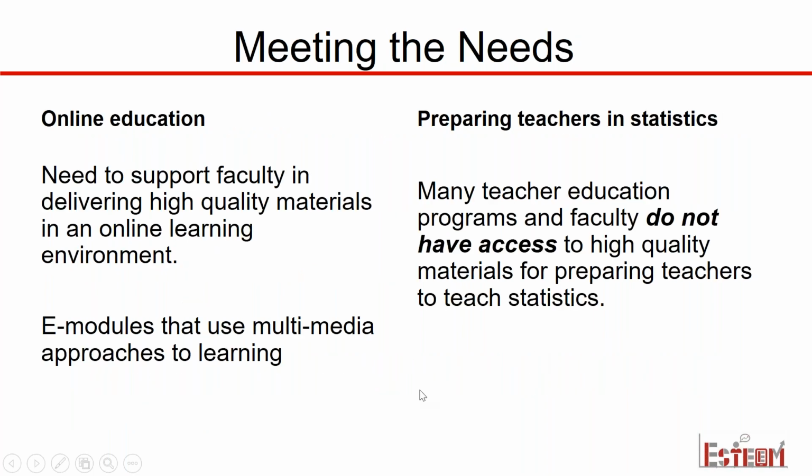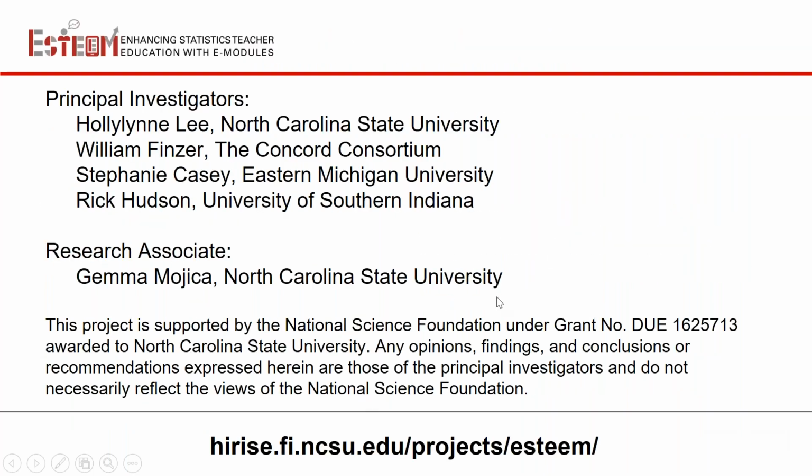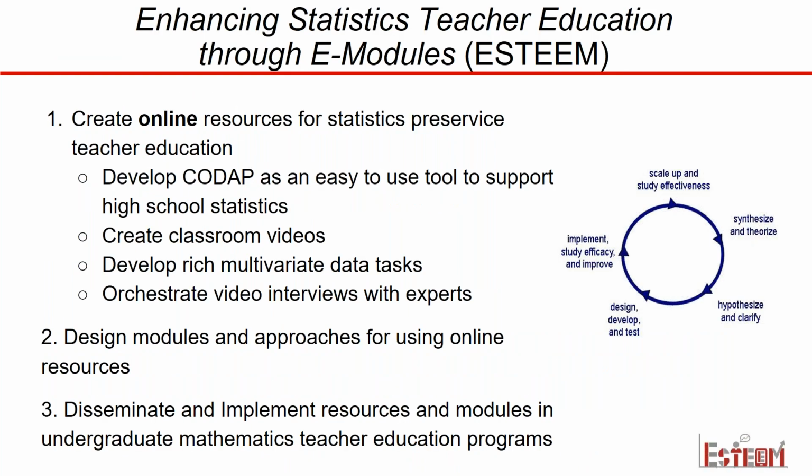All right. So our project, I'm the PI of this NSF project. We are just finishing year 3. And my co-PIs are Bill Finzer from the Concord Consortium, Stephanie Casey from Eastern Michigan, and Rick Hudson from the University of Southern Indiana. And we also have Jima Majika working with us at NC State as a research associate, as well as a plethora of graduate students that have worked on the project over the last couple of years.